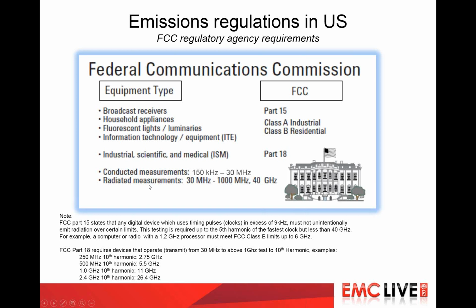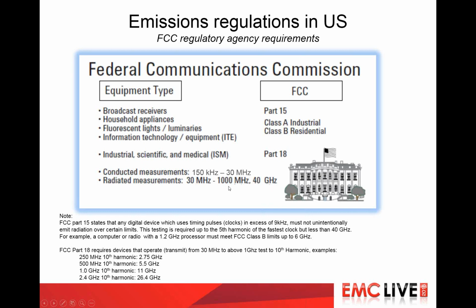Radiated measurements, those are RF energy that comes off the device is radiated out. Those are tested up to typically 1 gigahertz. But there are some exceptions here in the U.S. So CISPRS only tests up to 1 gigahertz. But here in the U.S., there are some conditions where we test up to 40 gigahertz.